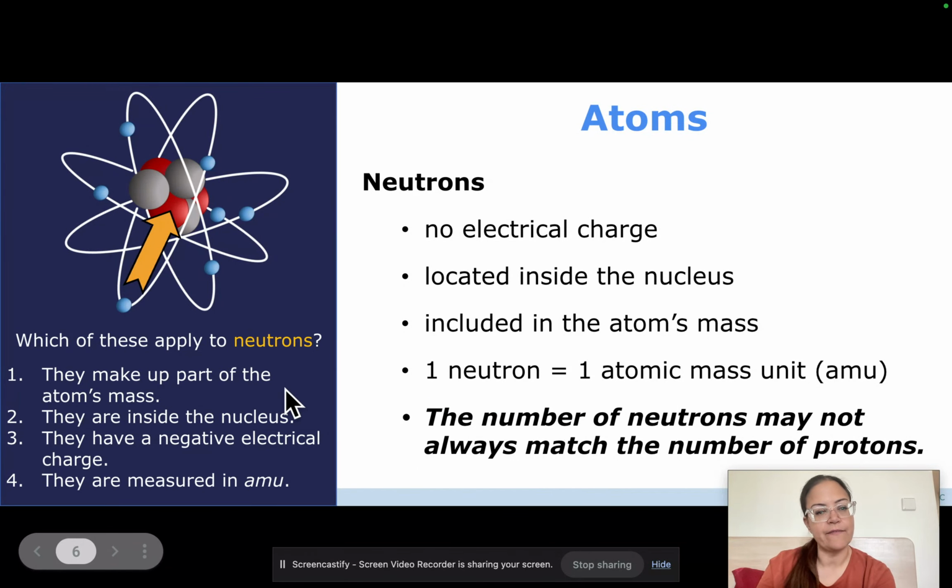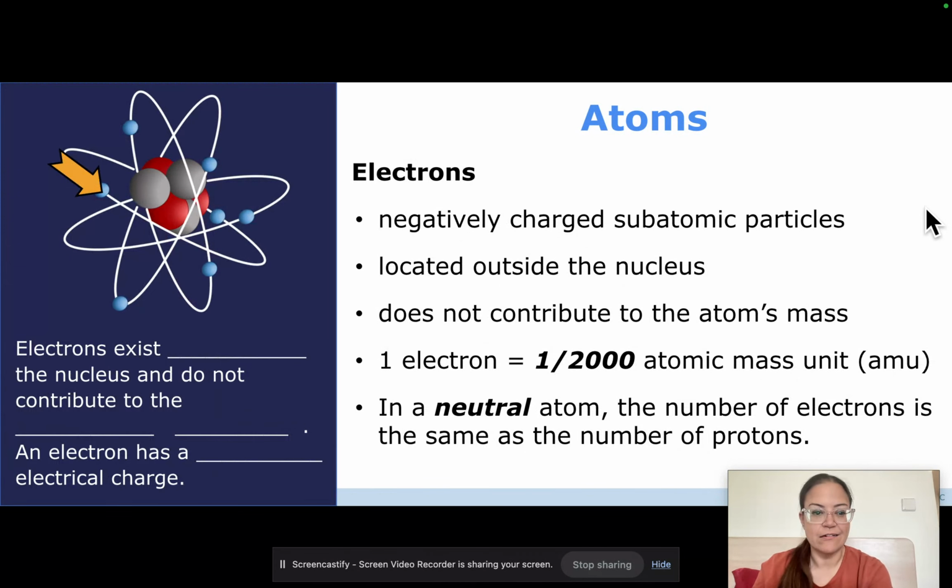So they make up part of the atom's mass. Yes. So when you add the protons and the neutrons together, that's how you get the mass of the atom. They're inside the nucleus. Yes. They have a negative electrical charge. We know that's not true because here it says they have no electrical charge. So neutrons are not charged at all, and they are measured in AMU. Yes. So they are in the mass, they're in the nucleus, they are measured in AMU, but they are not negatively electrically charged. They have no charge whatsoever. They're just kind of there.